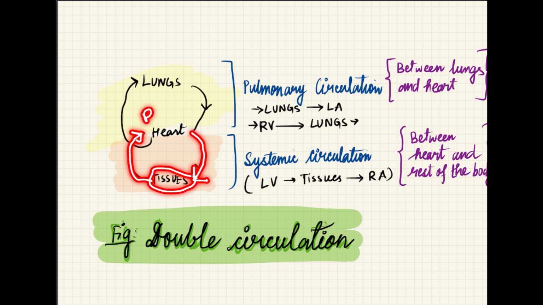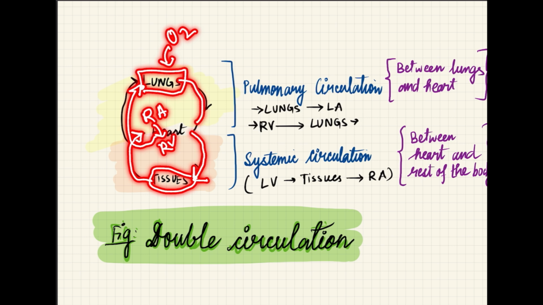Where does it go in the heart? It goes to the right atrium. From there it goes to the right ventricle. From the right ventricle it is pumped out and goes to the lungs. Who carries it to the lungs? The pulmonary artery. Even though it's an artery, it carries deoxygenated blood. Now in the lungs, it has taken a fresh breath of air in, so oxygen would get dissolved in the blood and again the supply would go.